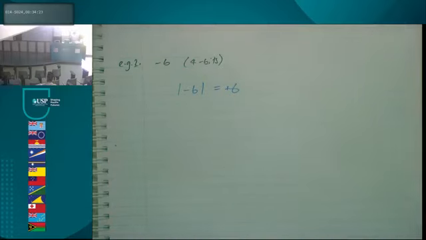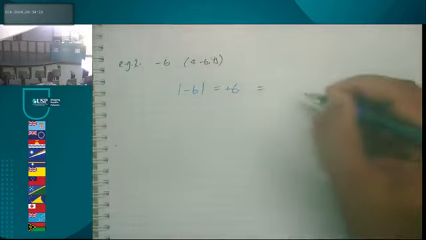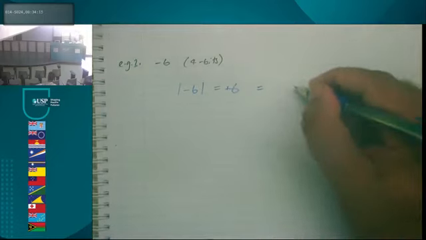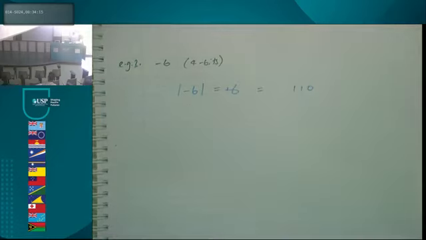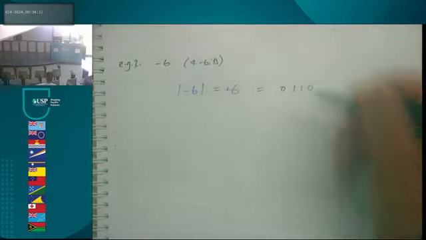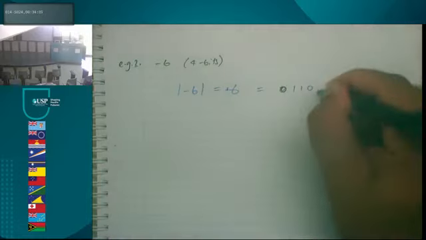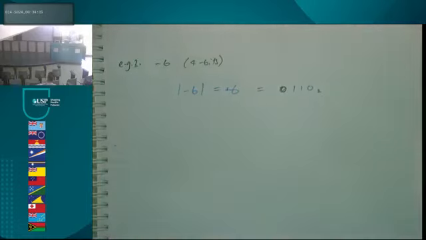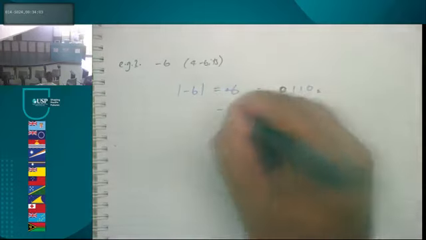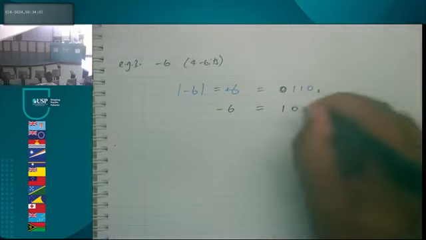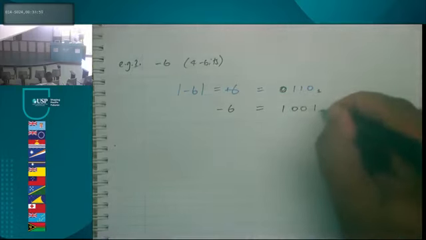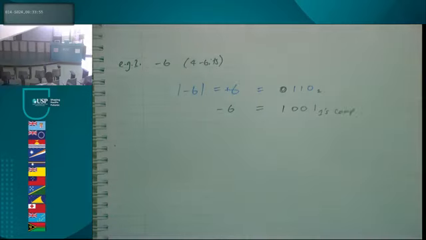All right. So positive 6 in 4 bits is 0110, and we add a 0 there. That's in natural binary. Natural binary is unsigned. So negative 6 in 1's complement would equal 1001. And we write 1's complement.